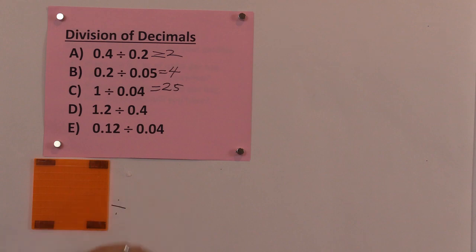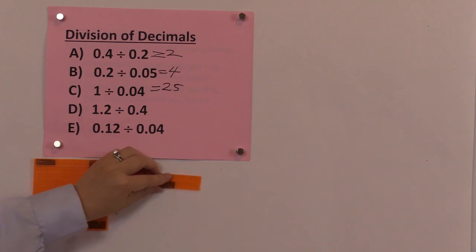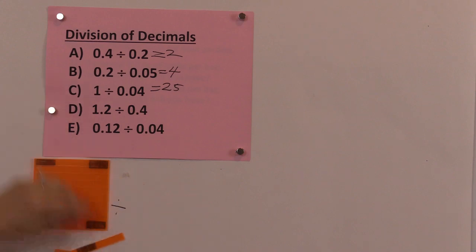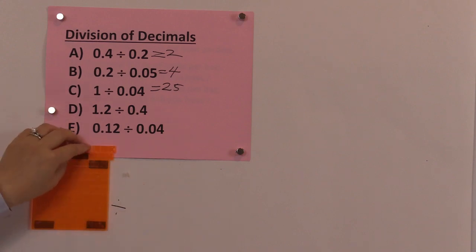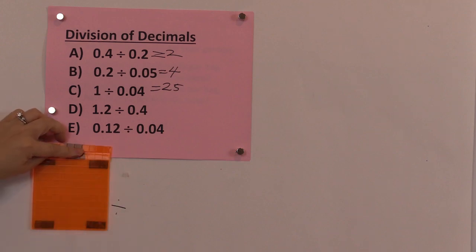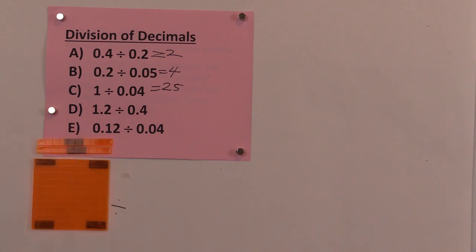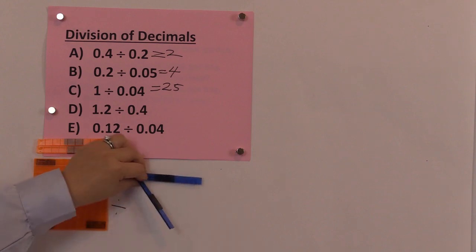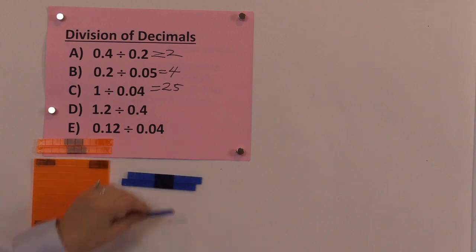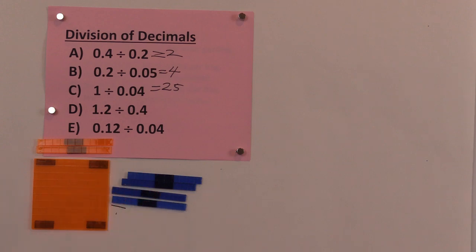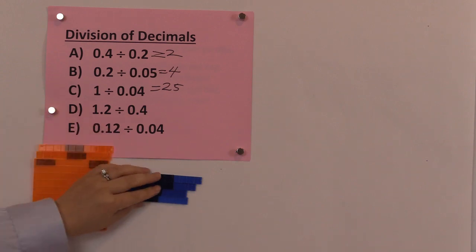What about D? 1 and 2 tenths, right? So 1 and 2 tenths. And I want to know, maybe I want to use, let's see. 1 and 2 tenths. Do you see 1 and 2 tenths? Divide by 4 tenths. So we want to figure out how many times 4 tenths can fit into 1 and 2 tenths. So how many times do you think?